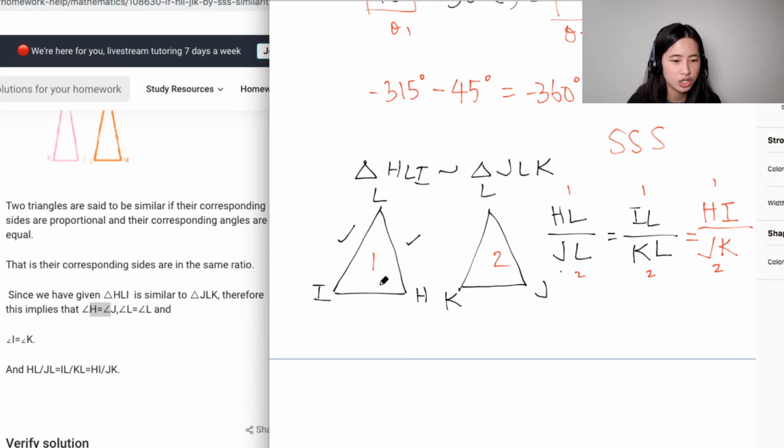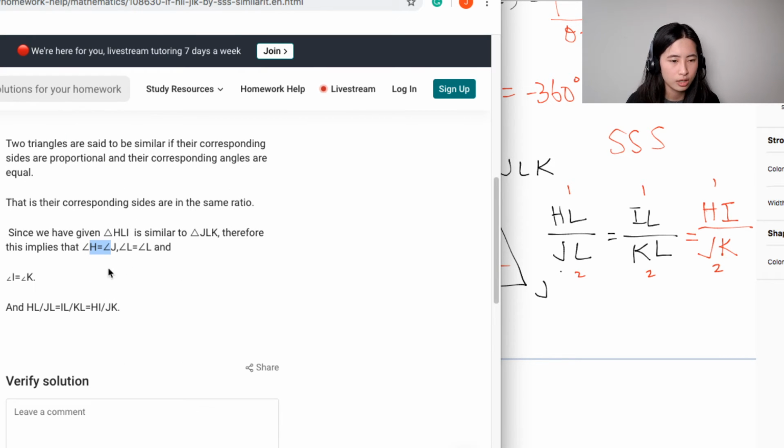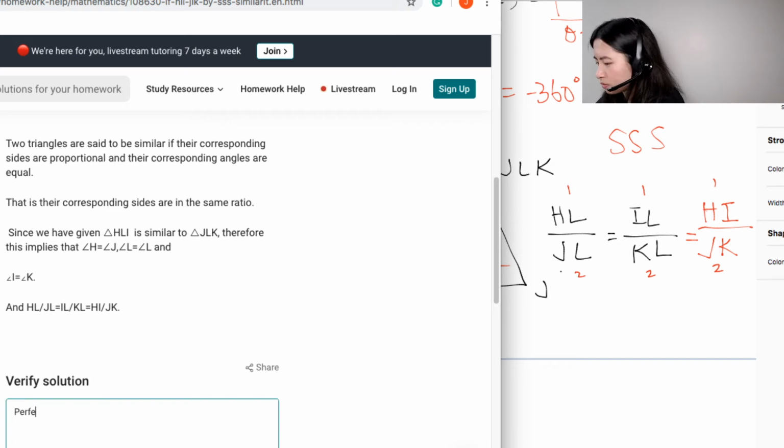Remember, you have angle H, which is congruent to angle J, so that's right. You have angle L, which is congruent to angle L. It just so happened that this is also angle L, but it doesn't necessarily need to be the same letter. This could be P, for example. It just happened coincidentally that they're both L. So this and this need to be congruent, and you can say that I and K are also congruent. So that's basically right. Two of these answers are right, so I have nothing to correct. This is perfect.